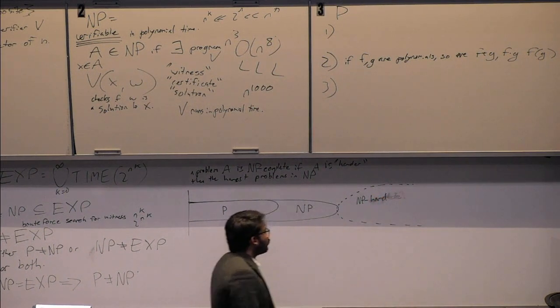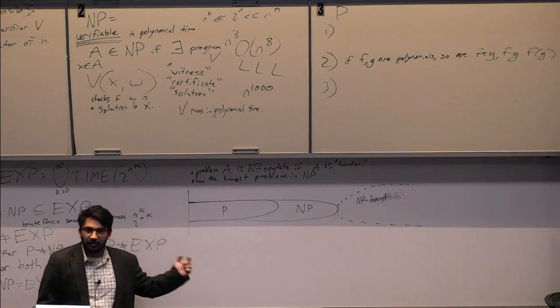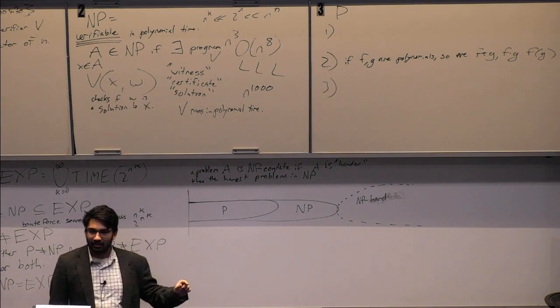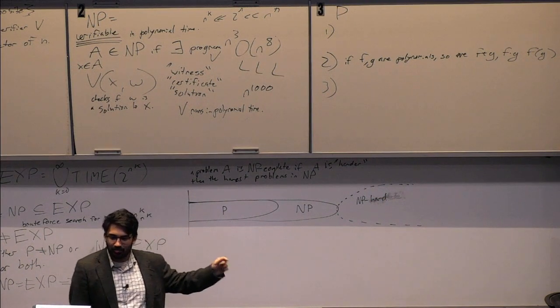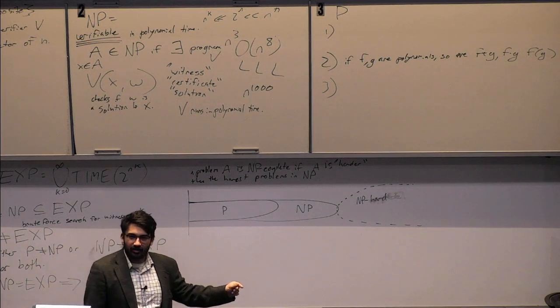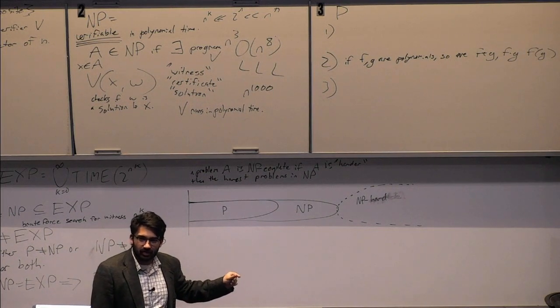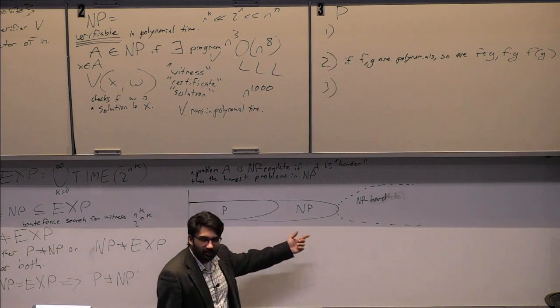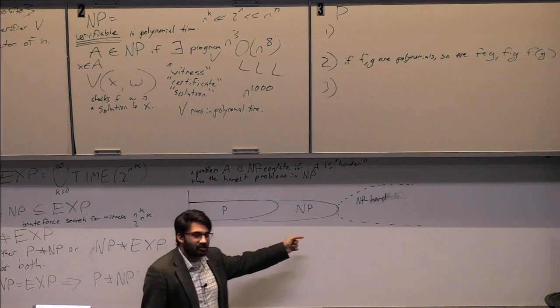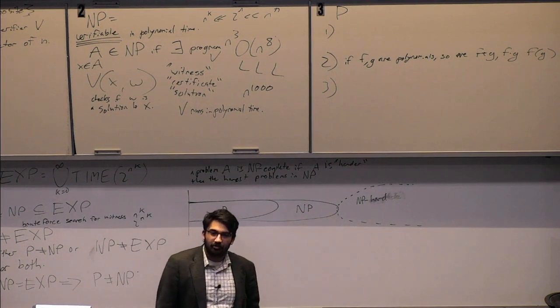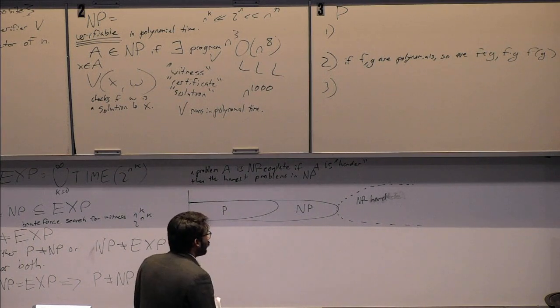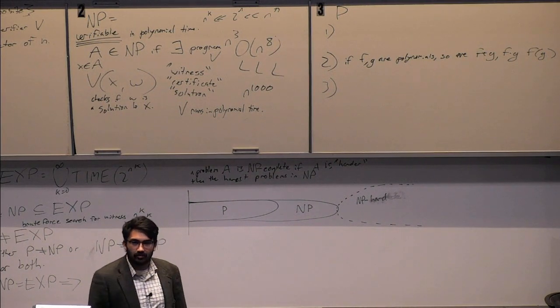Now, NP hard is not a class, really. It's impolite to describe it as a class. It's a property of a problem to be NP hard. But if you consider it like a class in this Venn diagram sense, it does intersect with NP exactly at the NP complete problems.